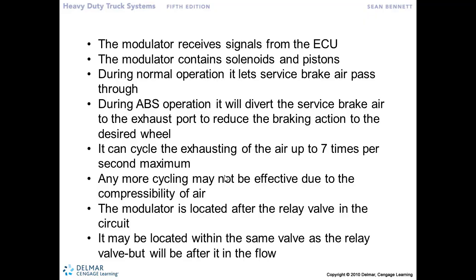So the modulator receives a signal from the ECU. ECU is again monitoring all those speed sensors, and then the output from the ECU goes to the modulator valve and tells it what to do. So we've got an electronic solenoid located inside there. During normal operation, it just lets all the air pass through normally. We're not doing ABS function. So it allows the relay valve to operate as an original one would.